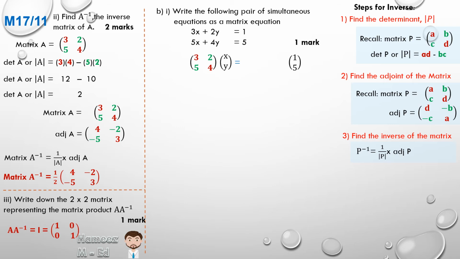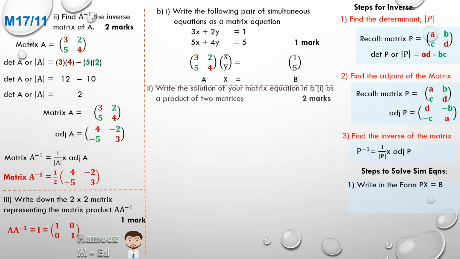And we know 3, 2, 5, 4, that is the matrix A. x, y, that column vector, we'll call it matrix X, and that will be equal to B, which will be the column vector 1, 5. And this is the first step to solving simultaneous equations, where we've written it in the form AX equal to B.